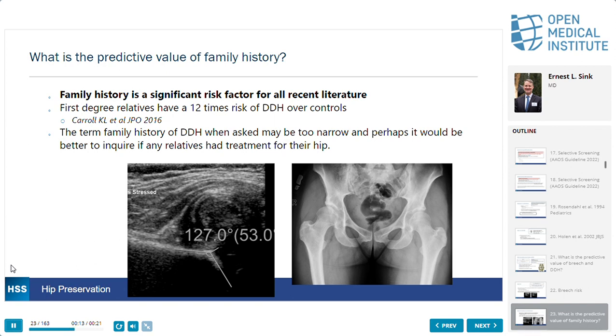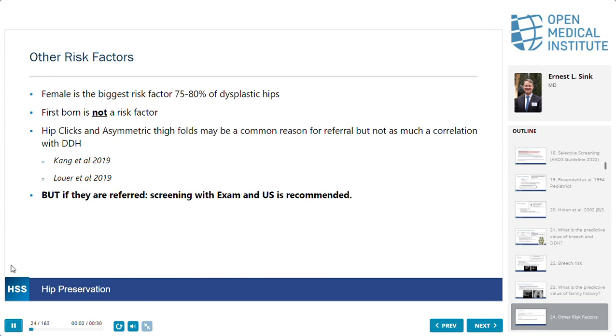And the term family history of DDH, when asked, may be too narrow, and perhaps it would be better to inquire, has anybody had treatment of the hip? So female is the biggest risk factor. Firstborn is not. I used to think firstborn female, but when you look critically at it, it can be secondborn, thirdborn. So female is the biggest risk factor.